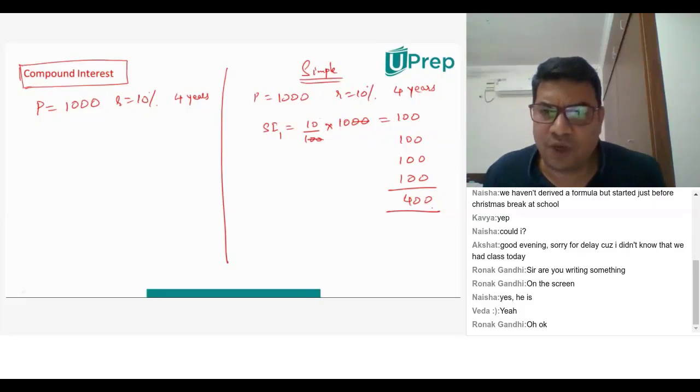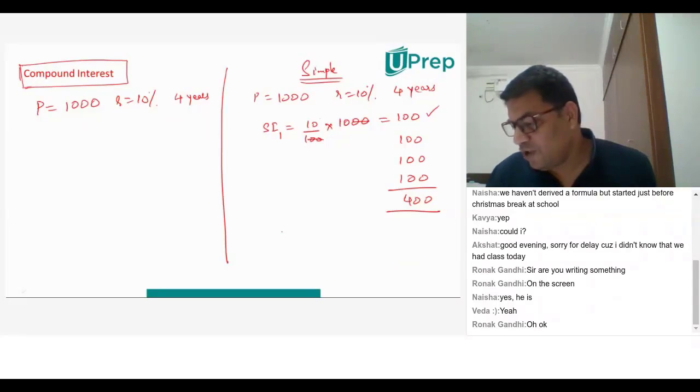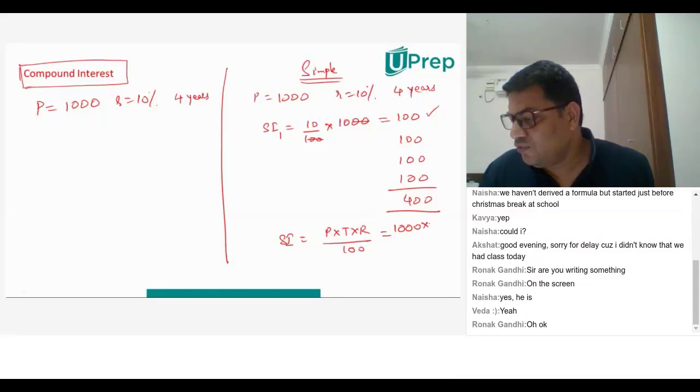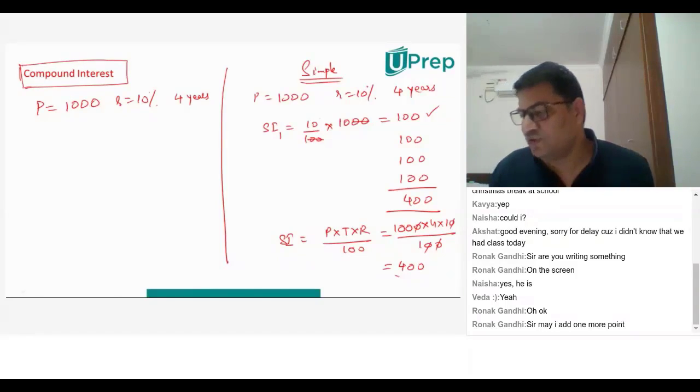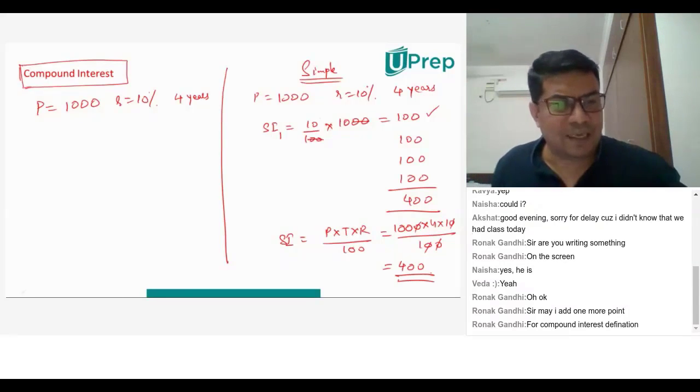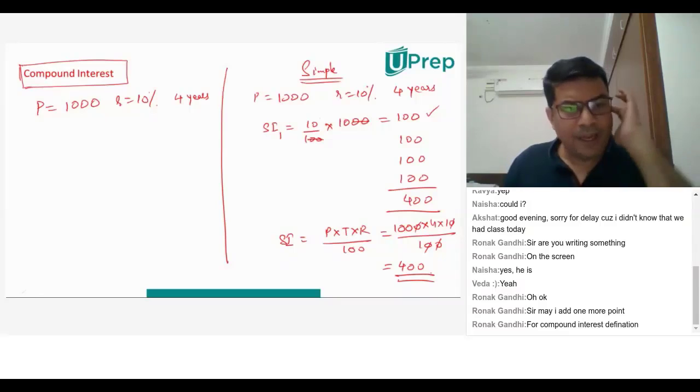This I am doing without using the formula. You have just done 100 rupees for 1 year, so into 4 will give you 400 rupees. Or if you want to apply the formula, you can simply say PTR by 100, P into T into R by 100, which is nothing but your principal of 1,000 rupees, your time of 4 years, and rate of interest 10%, therefore 10 by 100 here. So this 0, this 0, this 0, this 0 gets cancelled. You get 400 rupees. So the simple interest for you is 400 rupees. I've just done some revision.